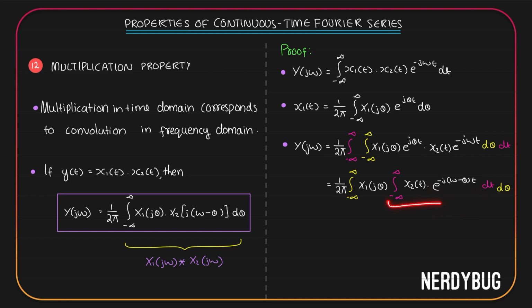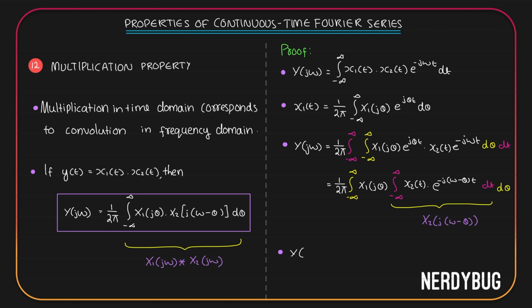Now take a look at this integration. If you had integral from minus infinity to infinity x2 of t e raised to minus j omega t dt, you would call this x2 of j omega. What we have here is entirely the same, except instead of omega, we have omega minus theta. So if you call this x2 of j omega, you should be calling this x2 of j omega minus theta.